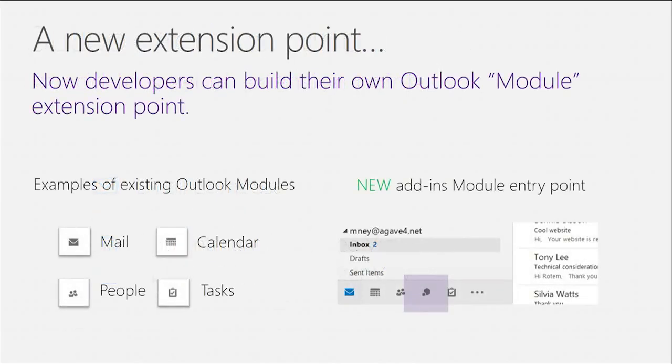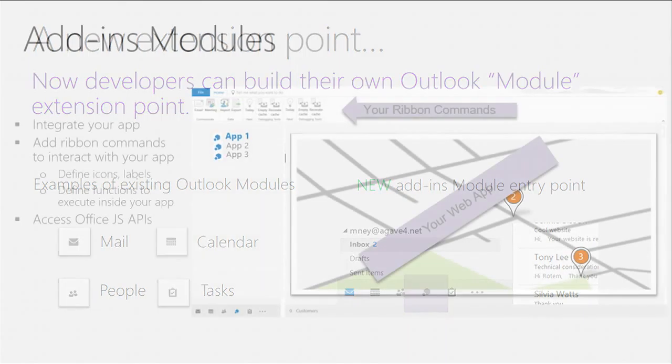Now, through module extensibility, developers can actually create their very own module in Outlook as a new extension point for their add-in. Currently, Outlook has native modules such as Mail, Calendar, and Tasks, and now developers can build their own. As you can see, the add-ins module entry point shows up along with the other native modules, and users can configure its exact location.